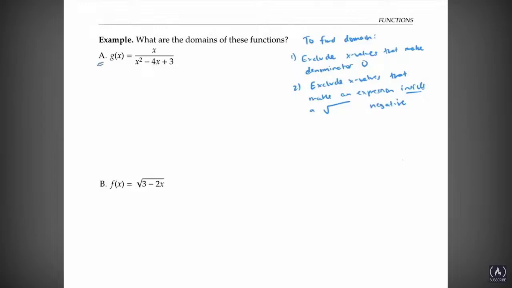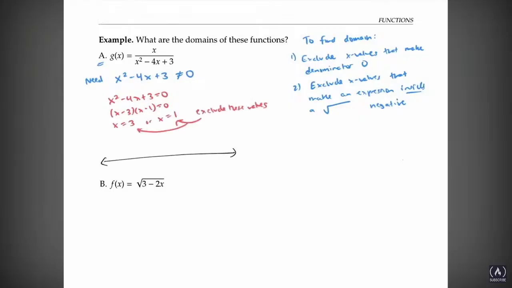For the function in part A, we don't have any square root sign, but we do have a denominator. So we need to exclude x values that make the denominator 0. In other words, we need x squared minus 4x plus 3 to not be equal to 0. If we solve x squared minus 4x plus 3 equal to 0 by factoring, that gives us x equals 3 or x equals 1, so we need to exclude these values. All other x values should be fine, so if I draw the number line, I can put on 1 and 3 and dig out a hole at both of those, and my domain includes everything else on the number line. In interval notation, this means my domain is everything from negative infinity to 1, together with everything from 1 to 3, together with everything from 3 to infinity.